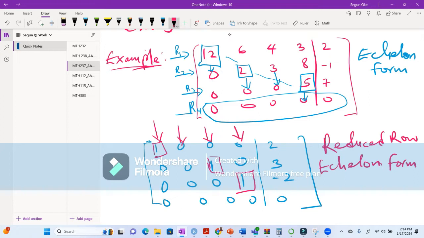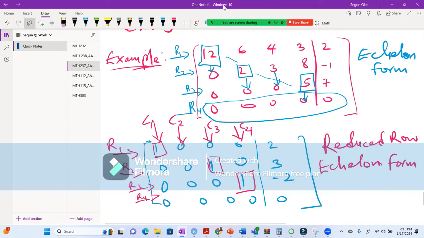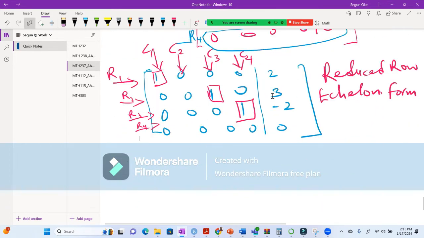But when it comes to reduced row echelon form, you have C1, C2, C3, C4. That is column 1, column 2, column 3, column 4. And we have them as row 1 here as a leading one, row 2, row 3, and row 4. So I hope you can see the difference between the two. When you are asked to do something on this particular aspect, that's the difference between the two. Please let's take note of both echelon form and reduced row echelon form. Any question?